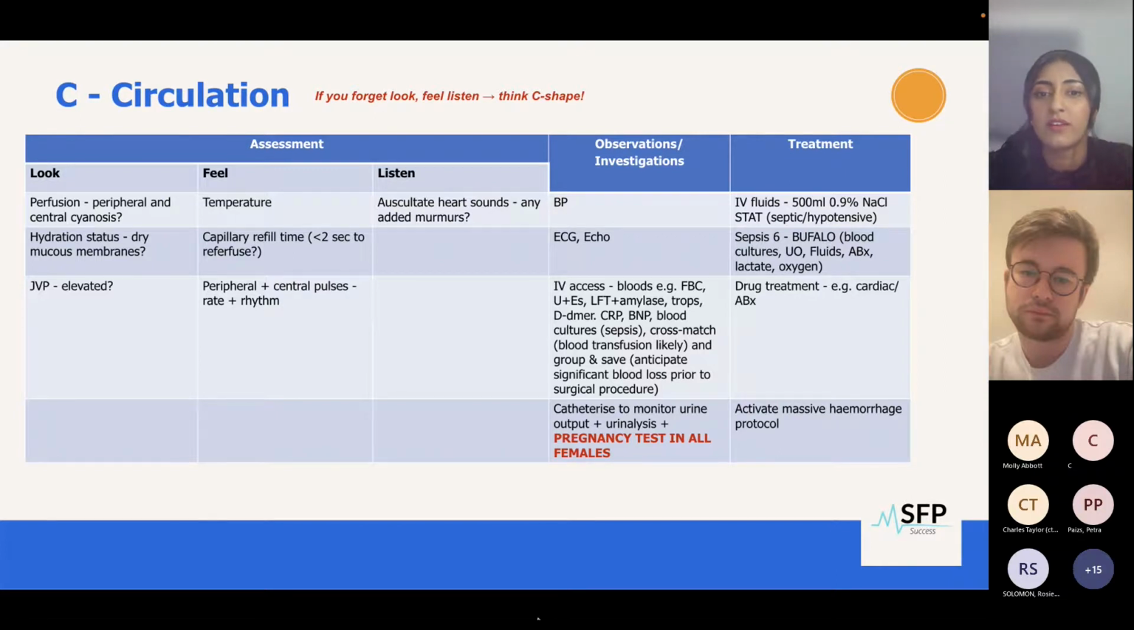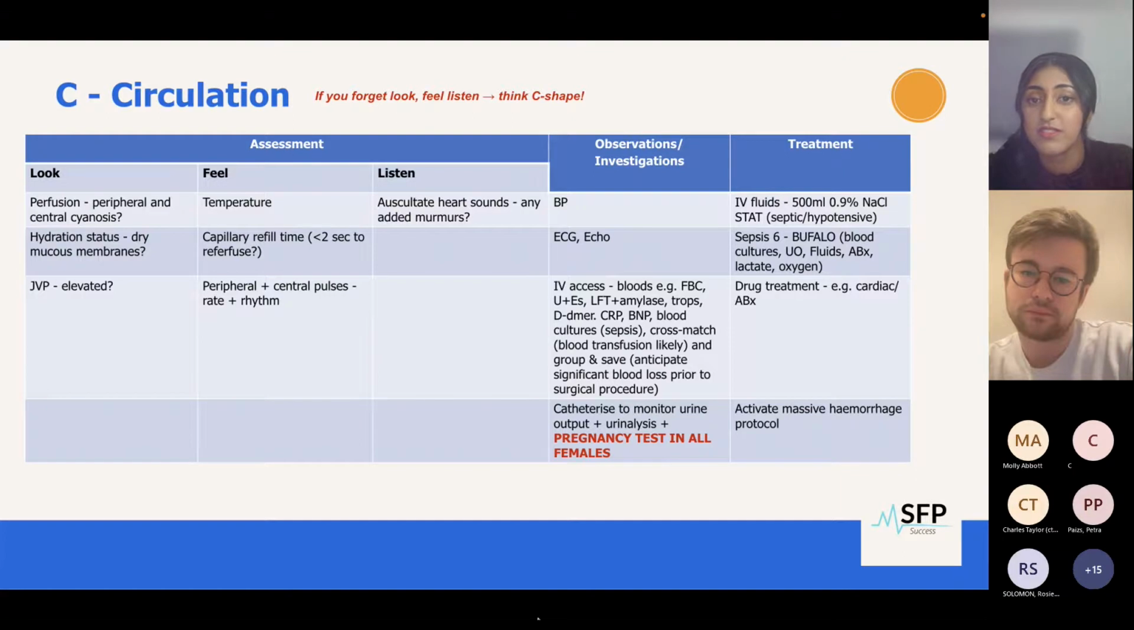I think another important thing as well is to understand the difference between cross-matching and a group and save. So cross-matching is what you would do if you want to see what blood type the patient is and you think that they will need a blood transfusion. A group and save is what you're doing if you're taking the patient to theatre and anticipating that there's going to be significant blood loss.